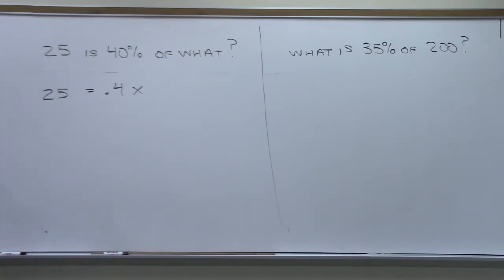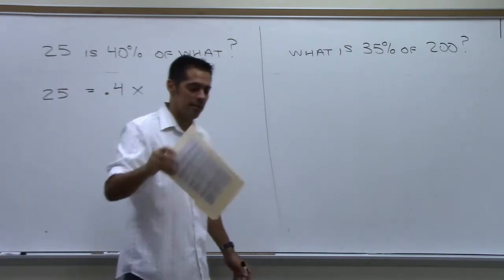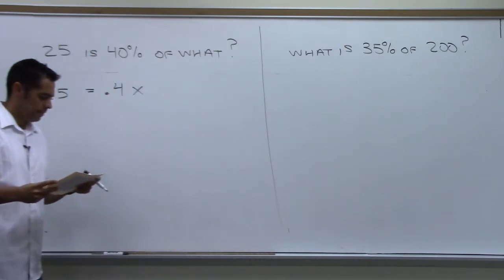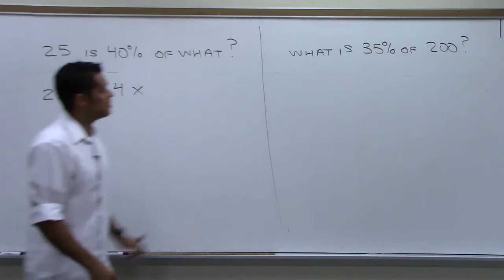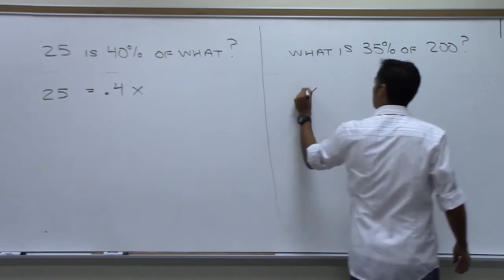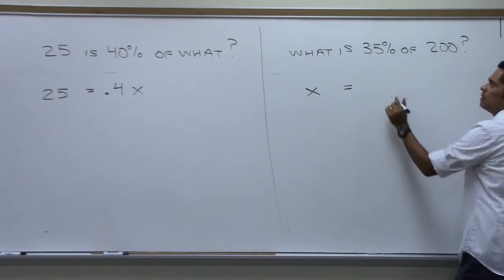All right, what's your name? Caesar, Ember, and Bethany. Okay, Bethany. X, so the what is your x? Equals, okay.